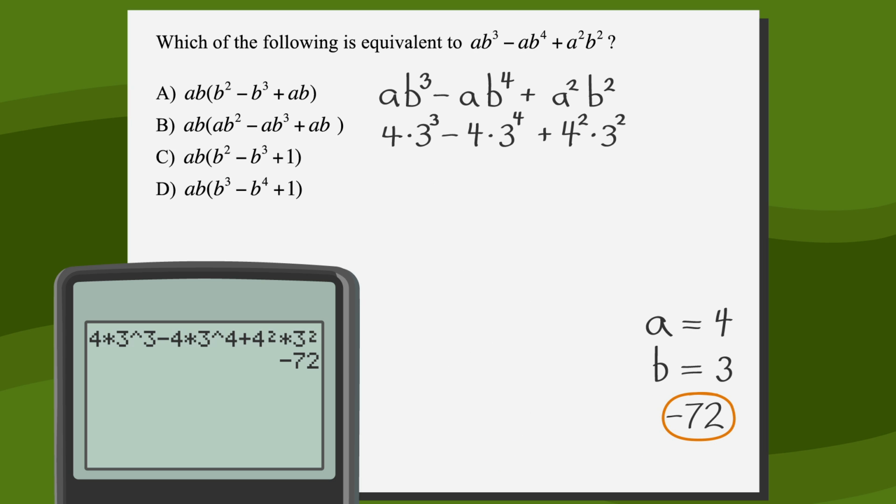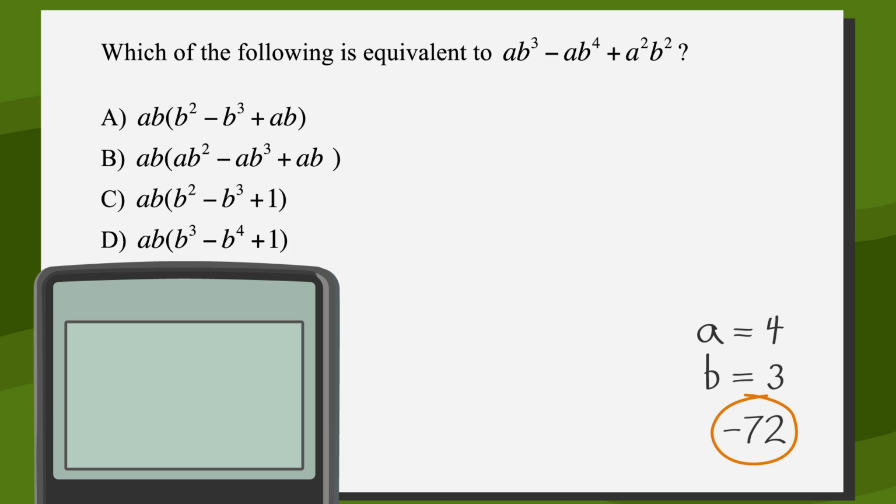Now, we want to check each answer choice. You may notice that all of the answer choices look pretty similar, but remember, in picking numbers, you have to check every answer choice just in case. We've done a lot of math, and now we just want to check out the answer choices. Let's use answer choice A. A times b times the quantity b squared minus b cubed plus a times b. We can plug our values into our calculator. But since this problem could appear on the no calculator section, let's do it by hand too.